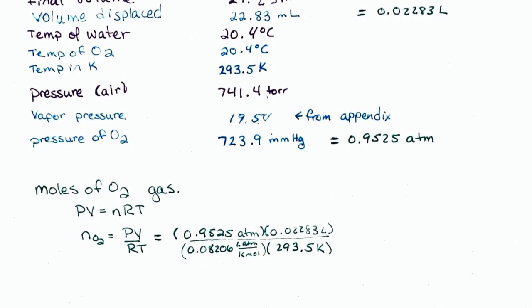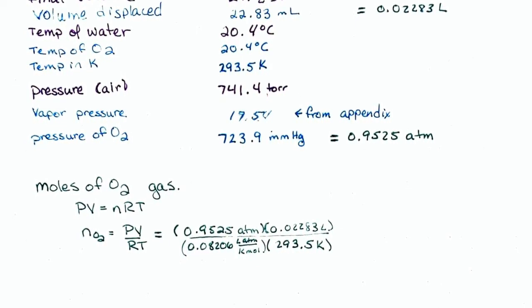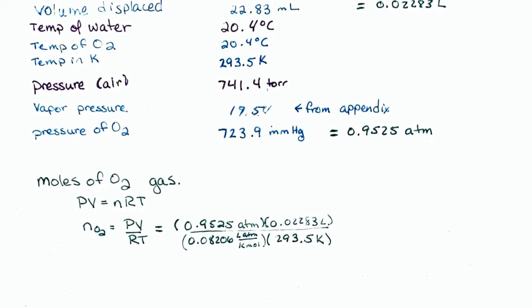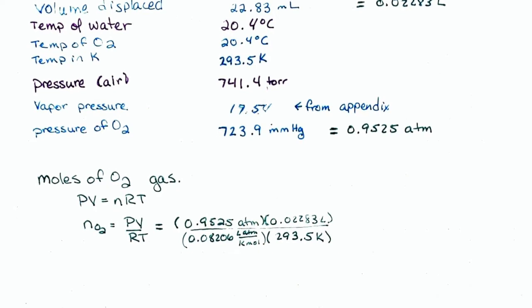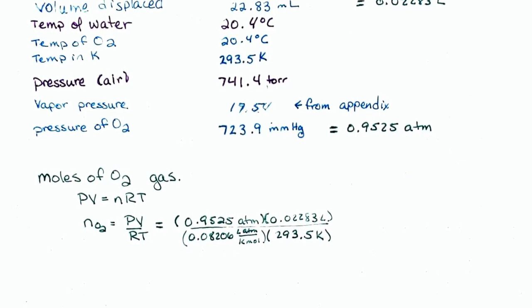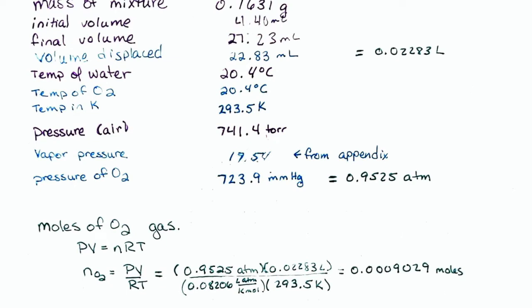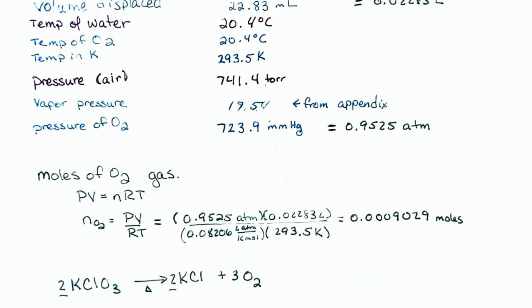Remember that when you are plugging your numbers into your calculator, the calculator may not recognize that you are working with a fraction. So while all the numbers on the bottom are multiplied by each other, you will enter them in your calculator as divided by R, and divided by the temperature. You should end up with a very small number here, somewhere around 0.001 or 0.0009 moles. We've now completed the first step of the stoichiometry problem, finding moles of the oxygen gas.